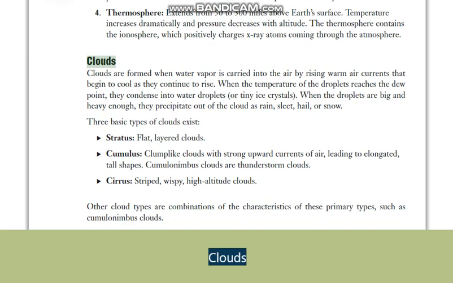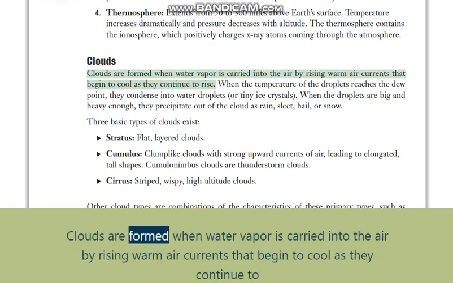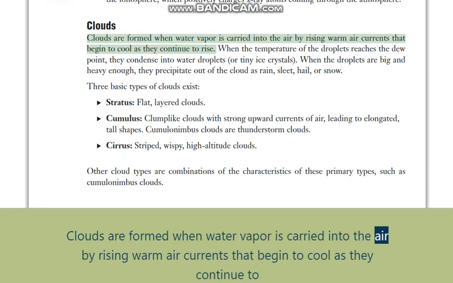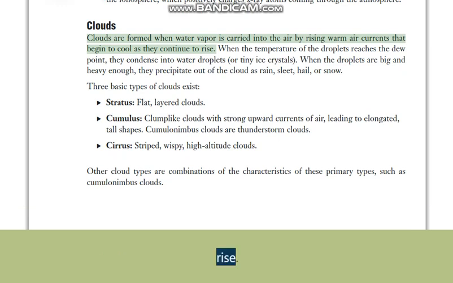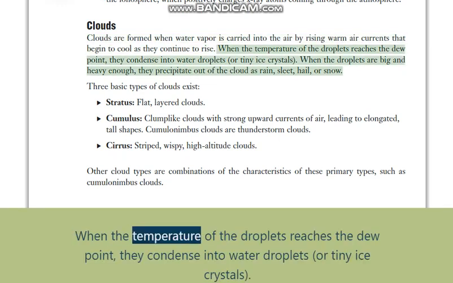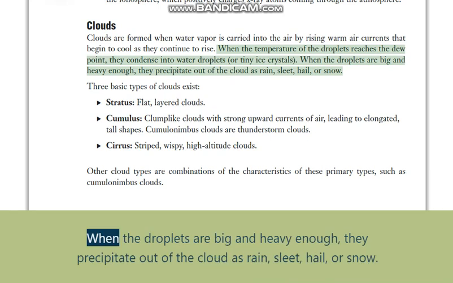Clouds. Clouds are formed when water vapor is carried into the air by rising warm air currents that begin to cool as they continue to rise. When the temperature of the droplets reaches the dew point, they condense into water droplets, or tiny ice crystals. When the droplets are big and heavy enough, they precipitate out of the cloud as rain, sleet, hail, or snow.